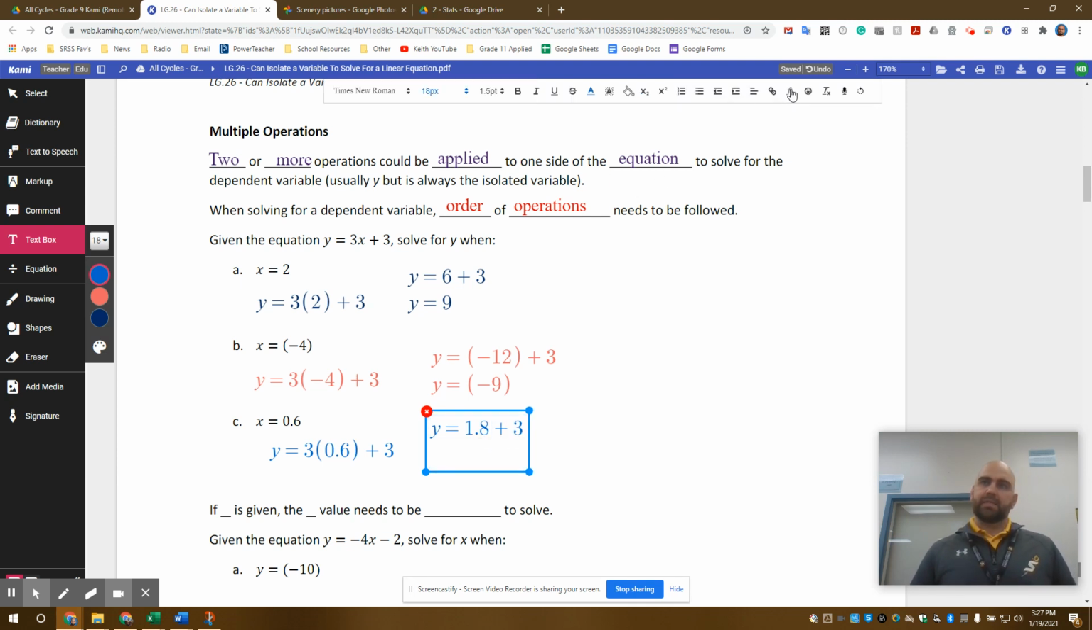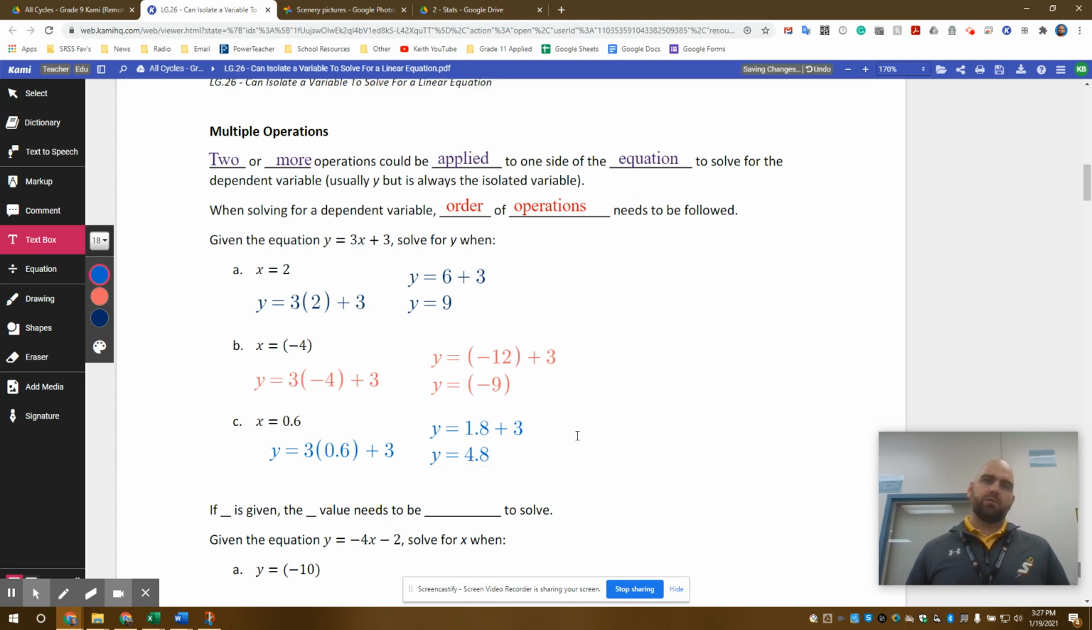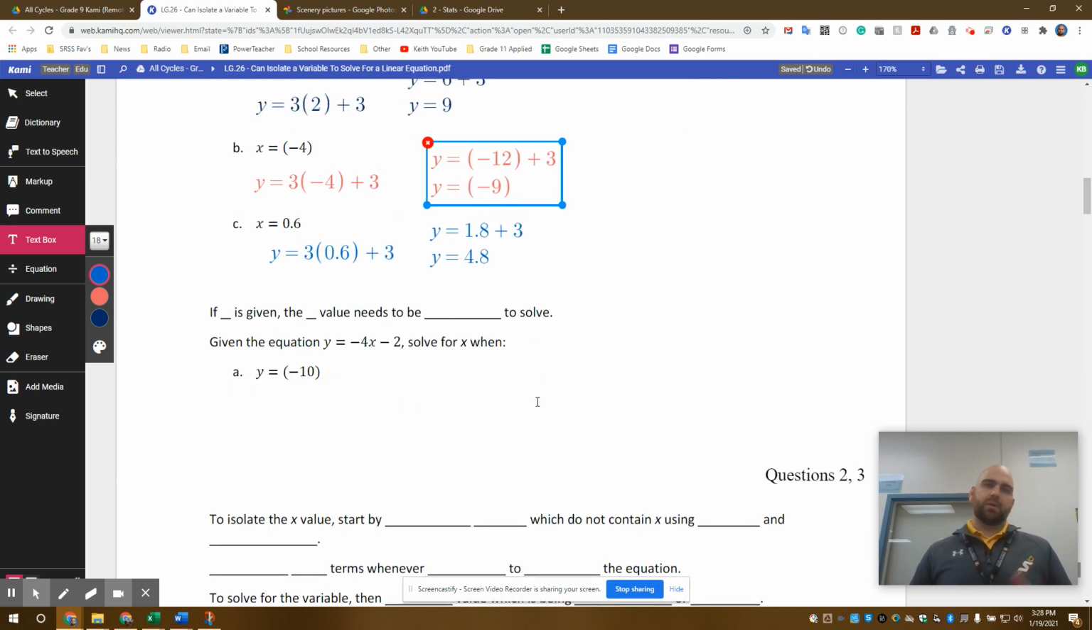And again, with it being a decimal, if you want to use a calculator, you can. You might be able to do it without. You might need to use a calculator for that. And when we add that together, we get 1.8 plus 3, and that is 4.8. So when our x value is 0.6, our y value is 4.8. You'll notice that for each unique x value, we get a unique y value.